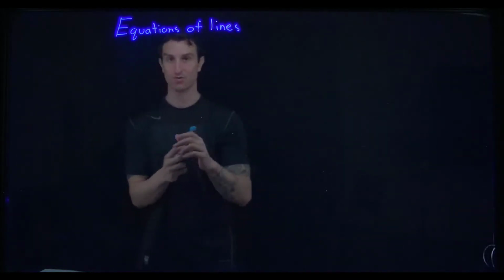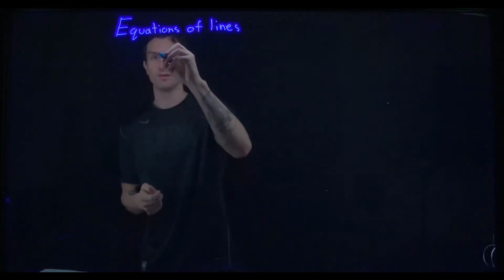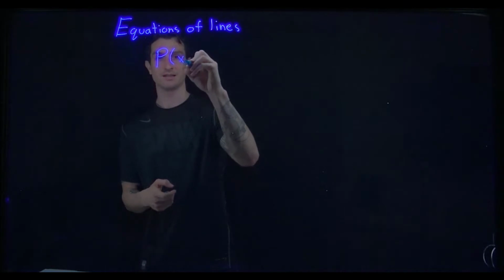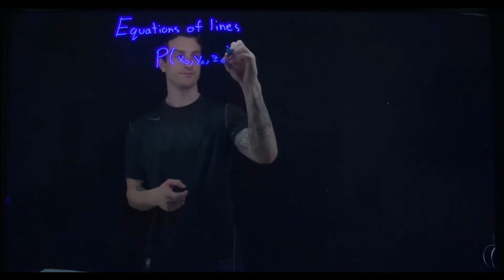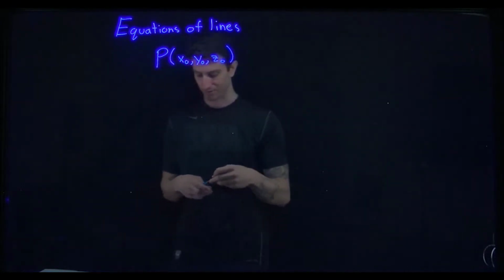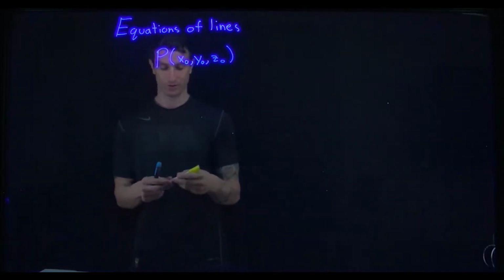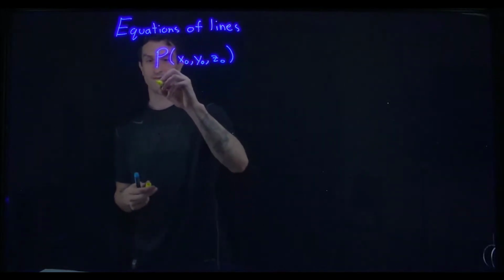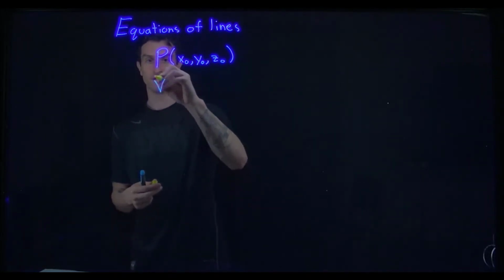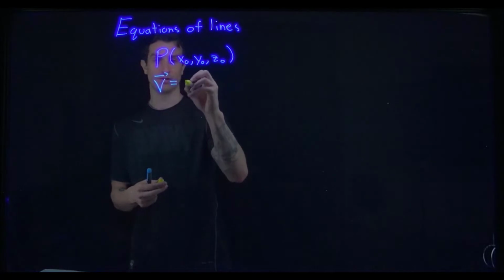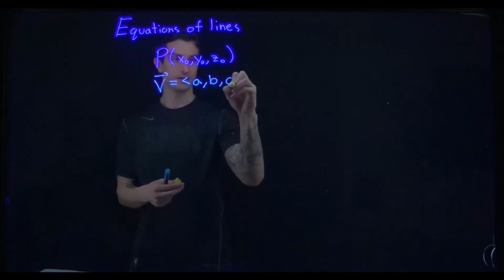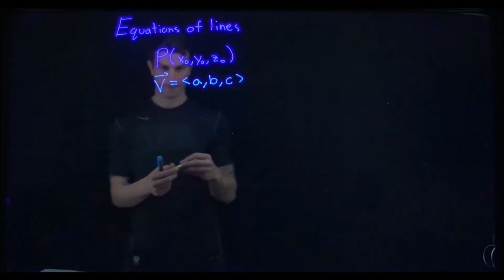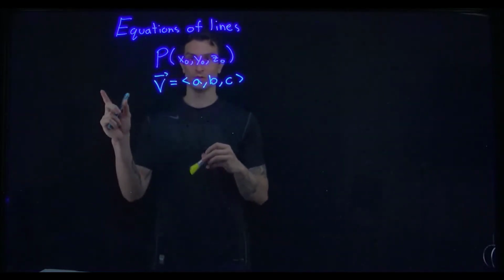So we actually need 2 things. For an equation of a line, we need a point. We'll define it as P, which is x naught, y naught, and z naught. And we also need a vector, which we will define as v, and we'll say this is equal to a, b, and c.